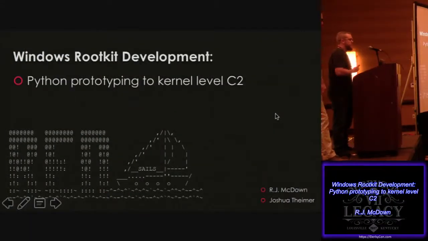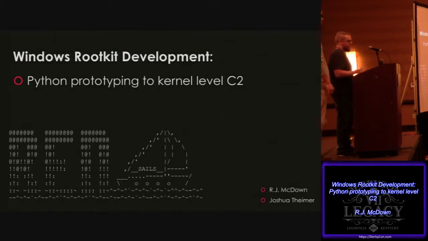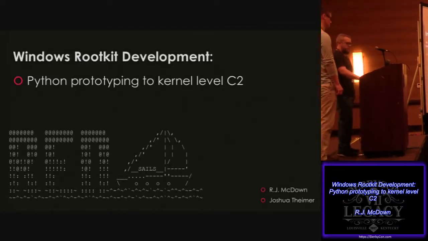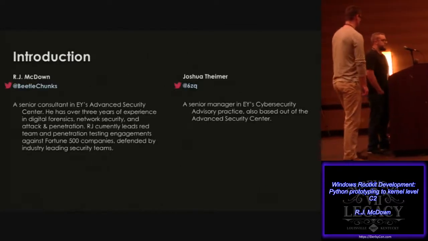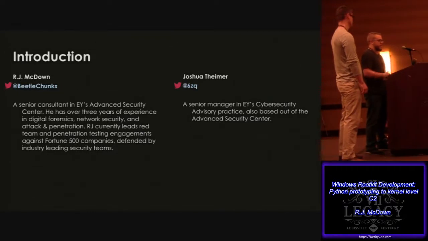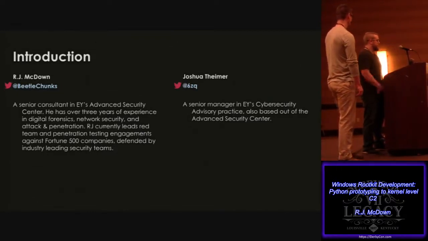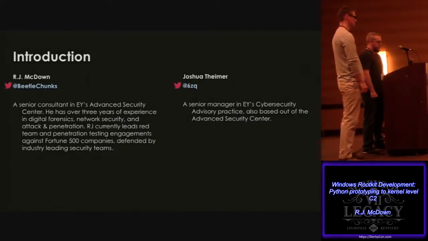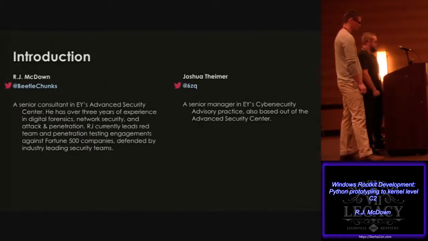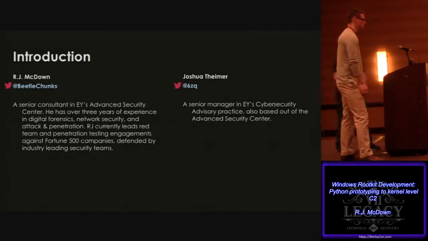I'm RJ McDown, and this is Josh Timer, and we're going to be talking about Windows Rootkit development, Python prototyping to kernel level C2. I'm a senior consultant at Ernst & Young on their attack and penetration team, so we do red teams and all sorts of different stuff. Before that, I was in security monitoring on the blue team side, and then computer science. I'm Joshua Timer. I'm also with EY.